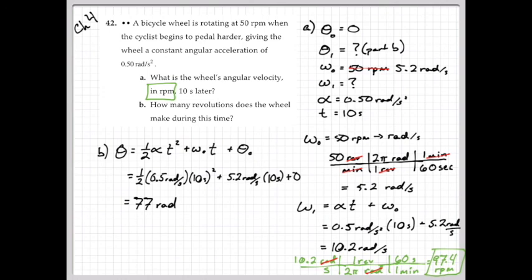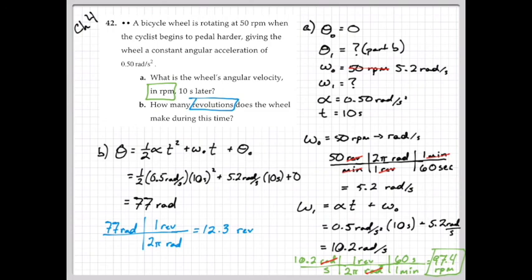However, looking at part B in the question, it wants to know it in revolutions. So we're going to take this number and convert it to revolutions. Okay, so again, 2 pi radians is 1 revolution. And when we crunch this out, we get 12.3 revolutions.